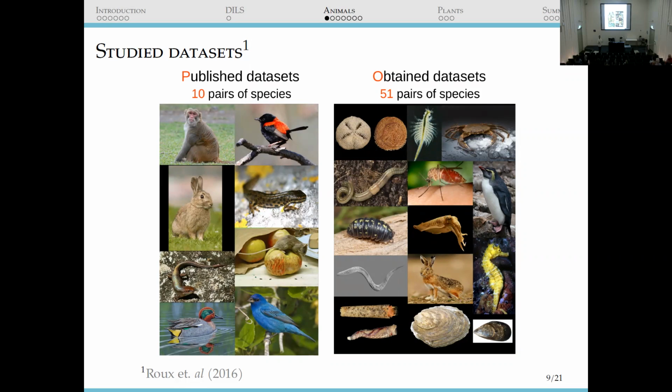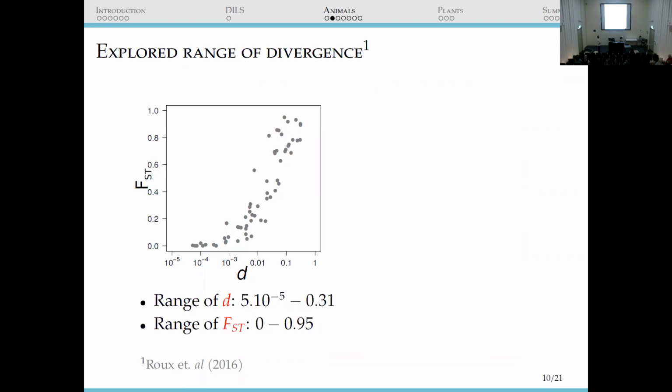So we did some pairs of invertebrates, some pairs of vertebrates. All of them are non-model species, which is important. And importantly, we chose them with no a priori about the process of speciation. We did not choose them because, maybe, they're sexy for introgression or not. They are anonymous pairs for us. We randomly took them, and that's it. This is the explored range of divergence.